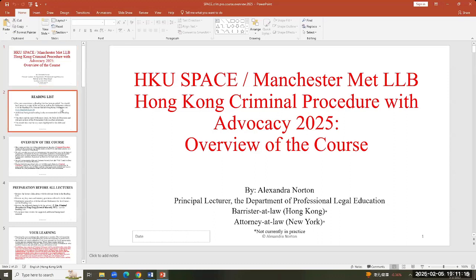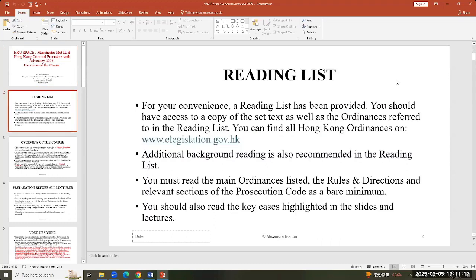So I've uploaded a reading list that you should have on SOUL. The key text for you to take a look at is Criminal Procedure in Hong Kong by Kanwal Liu. You don't need to purchase a copy. I think these notes are pretty comprehensive, but if you can read some of the recommended reading at some point, I think that would be very helpful.